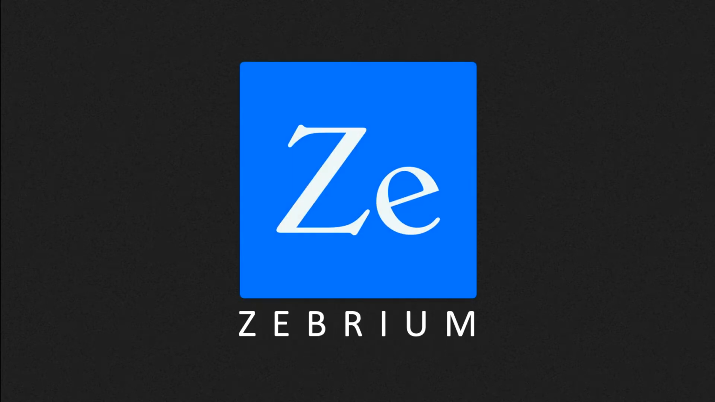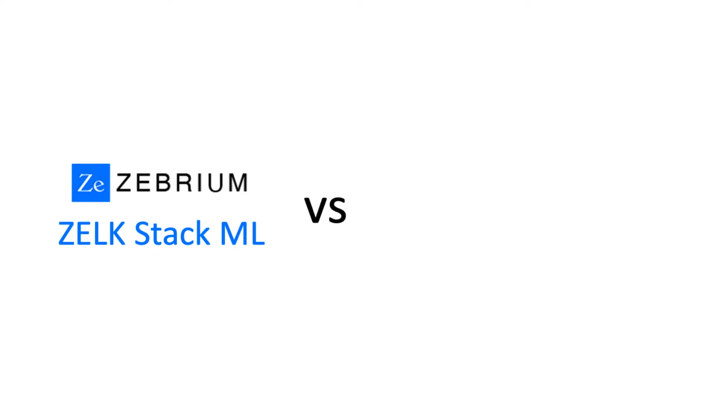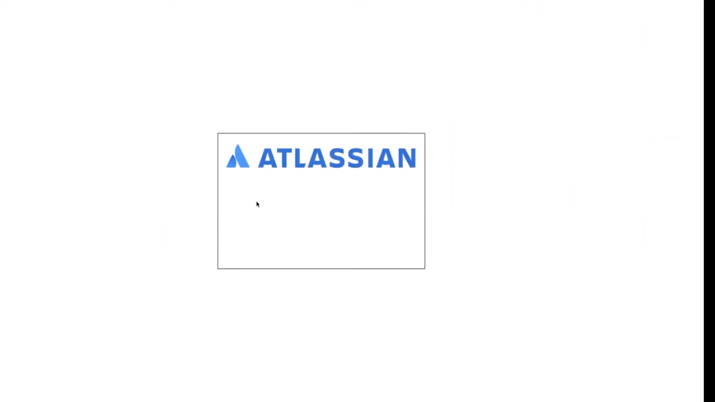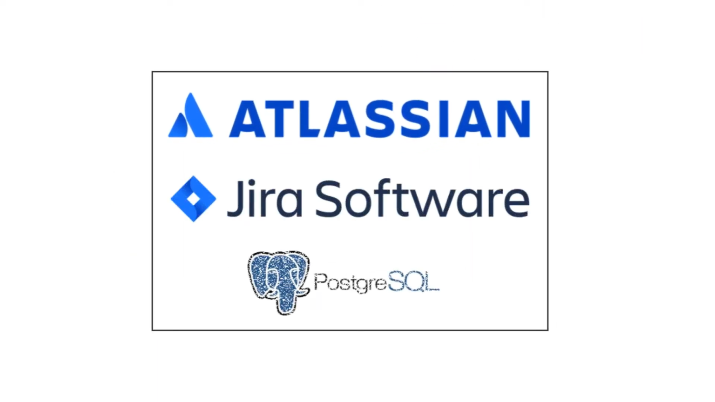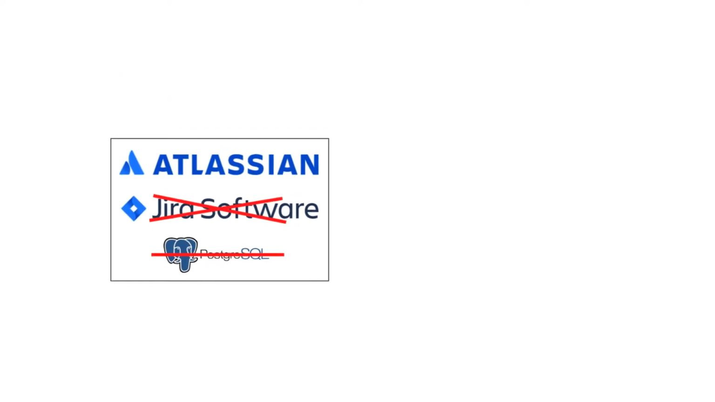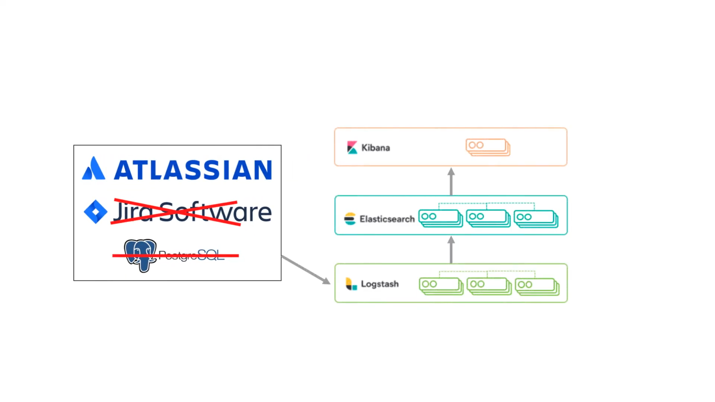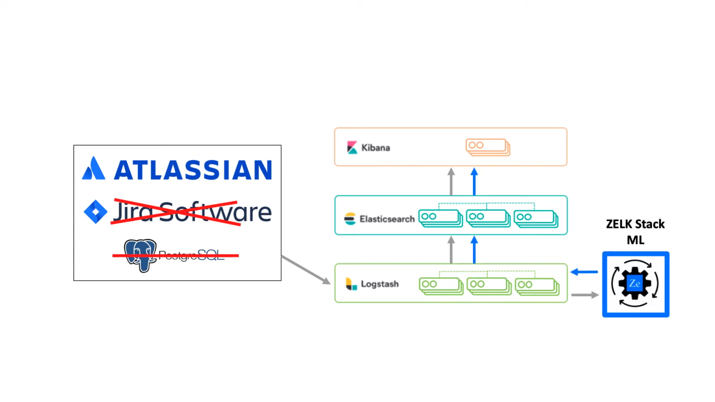Welcome. We often get asked how Zebrium's ELK Stack machine learning compares to native machine learning for Elasticsearch. Let me show you. In our production Atlassian environment, we shut down the Postgres database, and this caused the Jira application to fall over. We sent the logs to our Elastic Stack cluster, which has been configured to also work with ZELK Stack. There were no rules configured in either Elastic or ZELK.